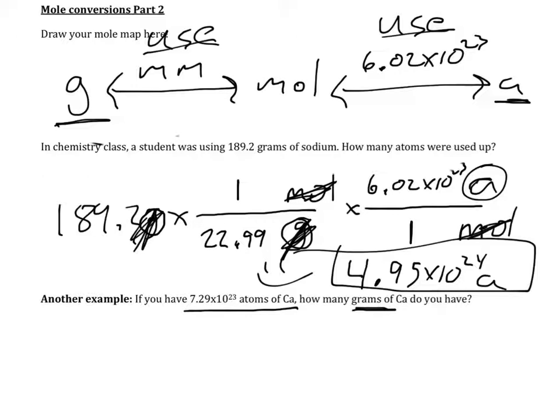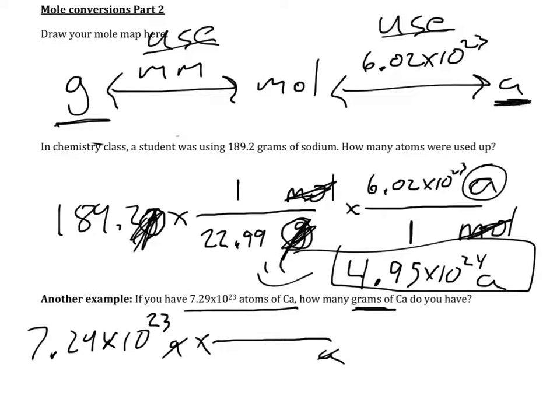But the steps are the same. So step 1 is write what you have. You have 7.29 times 10 to the 23 atoms of calcium. Then we multiply by some fraction, and the units we start with always go on the bottom because then they cancel out. All right, so here we're starting with atoms. Where do we need to go to first? Well, we need to go to moles first. So we're going to go to moles. And again, the atoms cancel out.